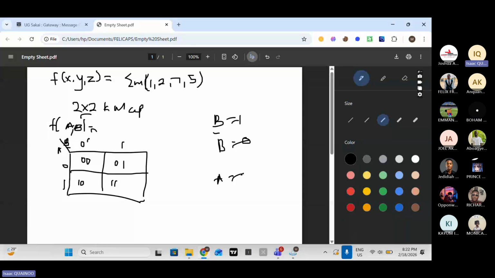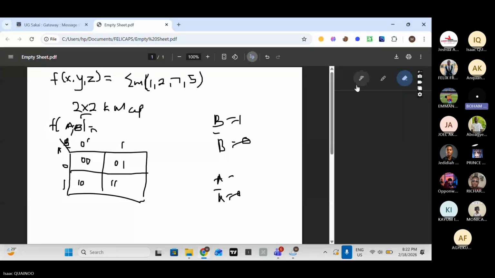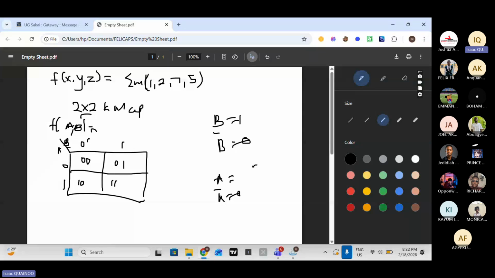That's A naught. If A is 1, then A prime will be equal to 0, okay? So the 0 you are seeing here technically represents your A, and then the 1 technically represents A prime, okay? So you have A prime right here. And then the 1 here that you see technically represents your A, okay?